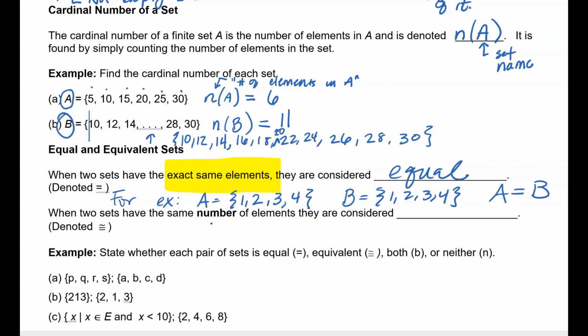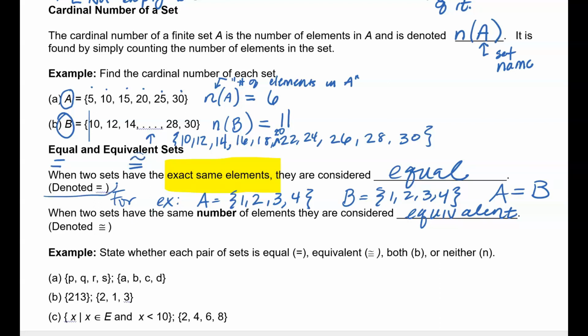When two sets have the same number of elements, they are considered equivalent. Okay, and for equivalent, we use the symbol. It looks like there's a squiggly line and then an equal. So for equals, we just use an equal sign, and then for equivalent sets, we use this sign right here.